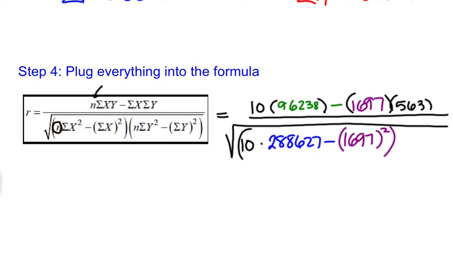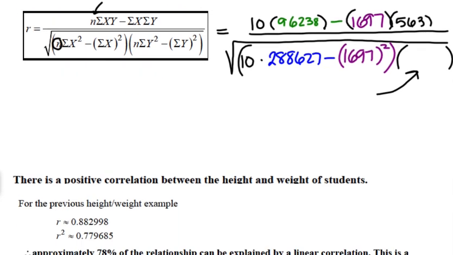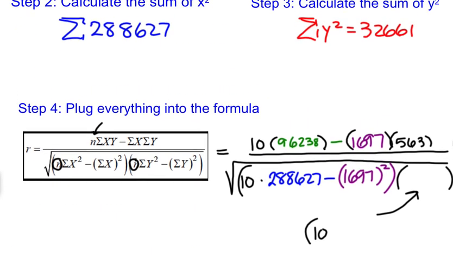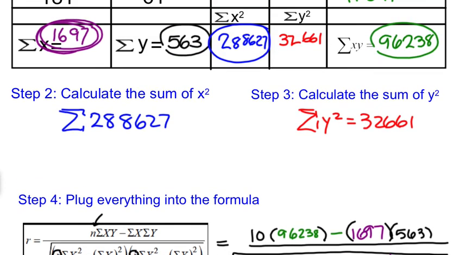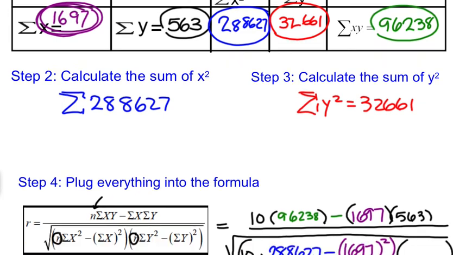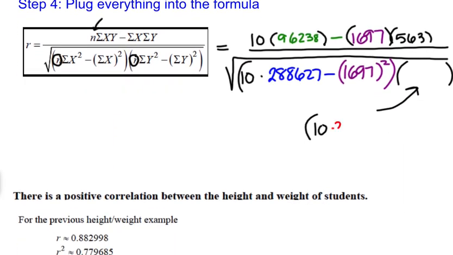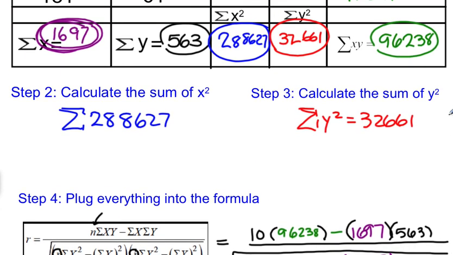All right, I ran out of a little bit of room there, so I'm just going to kind of write this. There should be more in that parentheses. Now we're going to take our n again. That's 10, so we're right here. And then the sum of y squared. So that's up here in the red, 32,661. Minus the sum of y, and then we have to square it. So we're taking this black piece right here and squaring it.